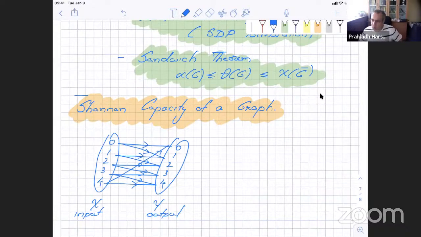Now the point is, if I have such a channel, what's the number of letters I can transmit without any error? For example, if I get 0 at the other end, I do not know if it was 0 or 4. You don't know what it is. So what we'll do is draw this notion of a confusability graph.